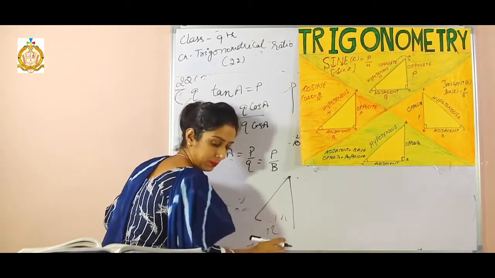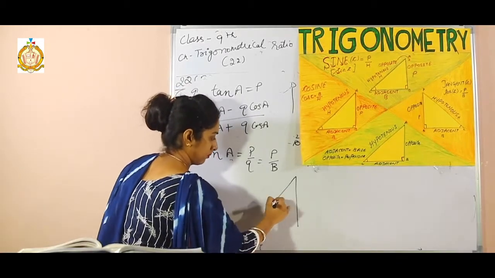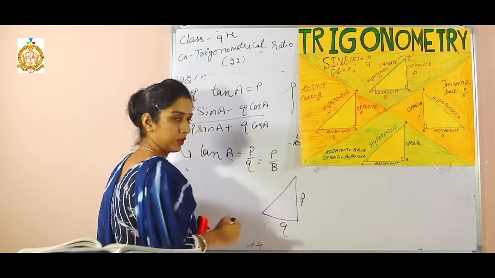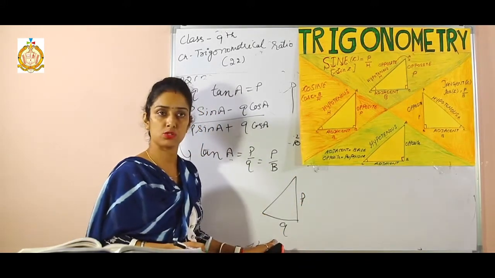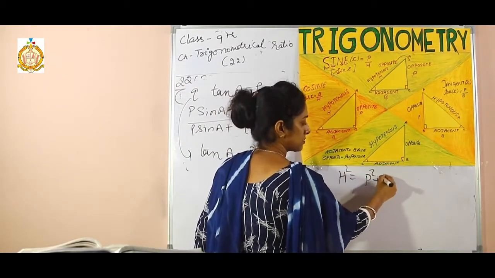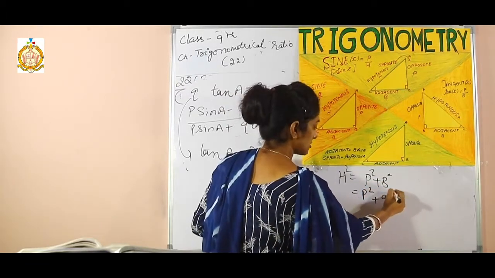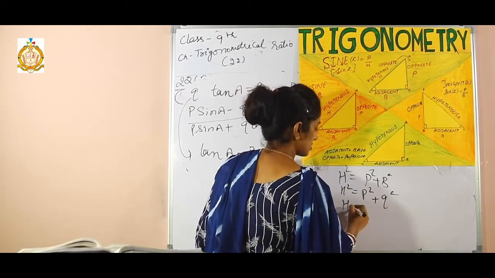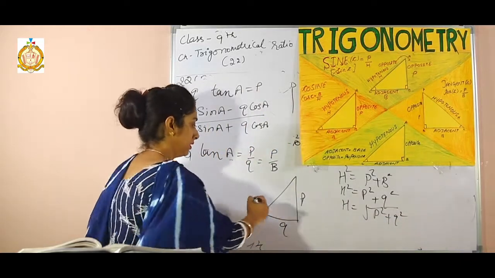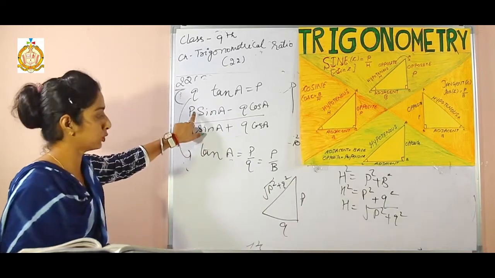Now again I make a diagram. What is P? P is P and this is Q. Now we have to find this, that is P square plus Q square. How do we find it? H square is P square plus B square. Now P is the same, and the base is Q square. Now H is equal to the square root of P square plus Q square. Now we have to put in the value of this.